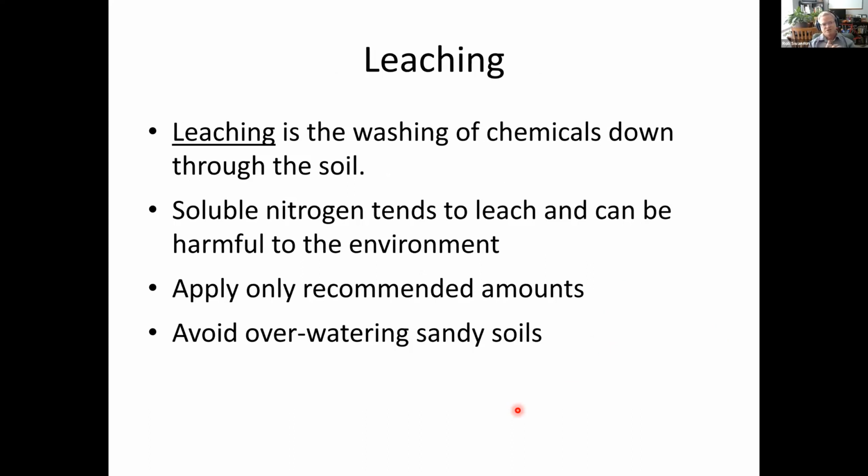Leaching is the washing of chemicals down through the soil. So soluble nitrogen tends to leach and can be harmful to the environment. Most of our products that we use in our homes today have almost no phosphate in them. Back when I was a kid, phosphate was in every hand soap and dishwashing liquid and laundry liquid that you could find. It does a pretty good job of helping to clean stuff.